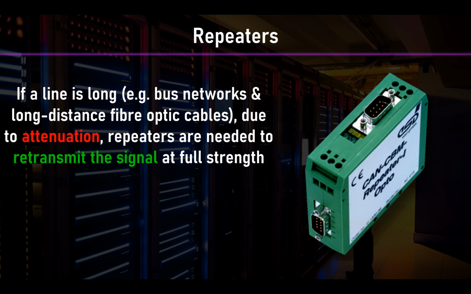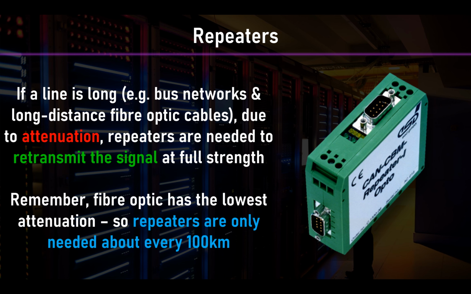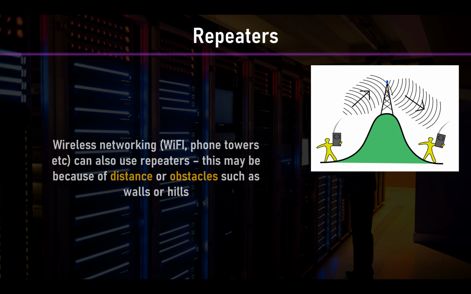Then if we look at repeaters: if a line is long, e.g. a bus network or a long distance fibre optic cable, then because of attenuation, repeaters are needed to retransmit the signal at full strength. Remember, fibre optic has the lowest attenuation. I think here it says repeaters are only needed every 100 kilometers. So not 1,000, but 100, still quite long.